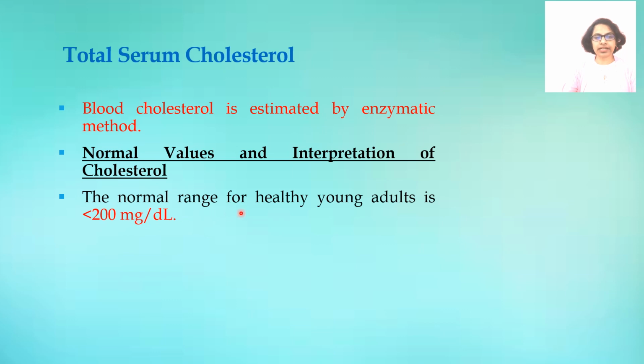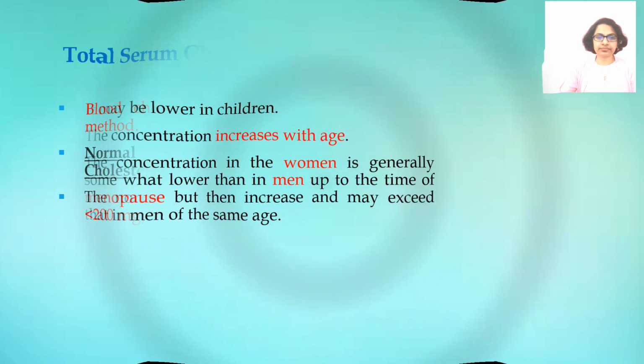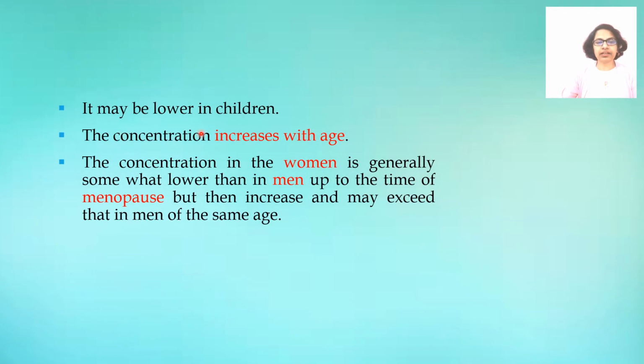The normal range for healthy young adult is below 200 milligram per deciliter. So what is the normal serum cholesterol level? It should be below 200 milligram per deciliter. And it may be lower in children. The concentration increases with the age. So this cholesterol level may be increasing with the age.